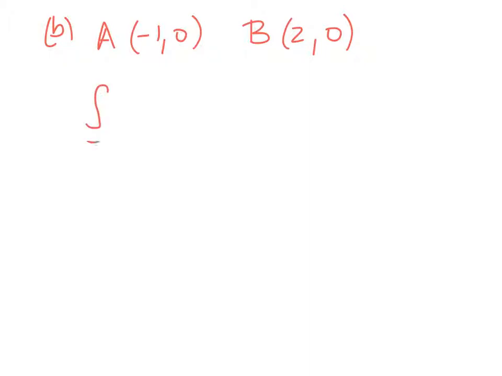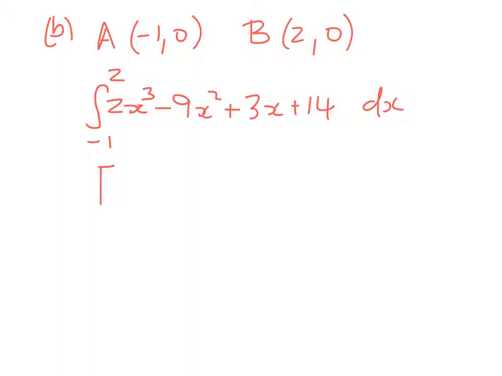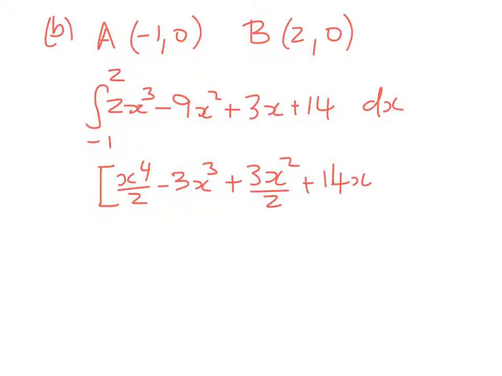Well, the shaded area is the integral between negative 1 and 2 of the curve, which is 2x cubed minus 9x squared plus 3x plus 14 dx. Now if we integrate this curve, we get x to the power 4 over 2 minus 3x cubed plus 3x squared over 2 plus 14x, and the limits are 2 and negative 1.